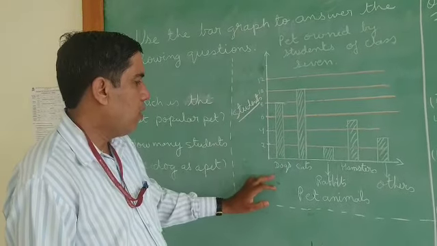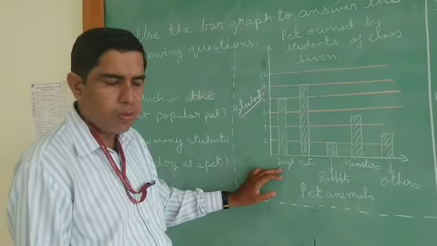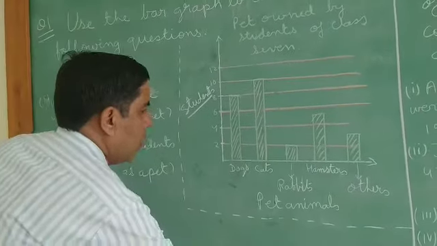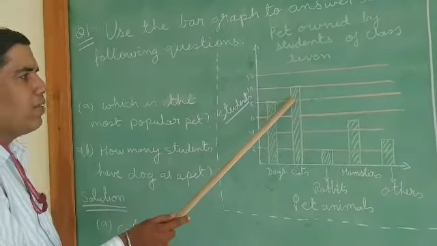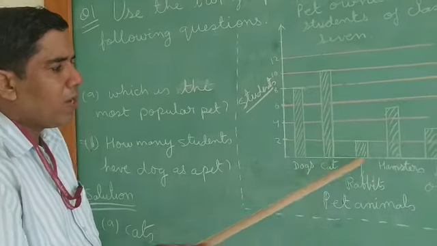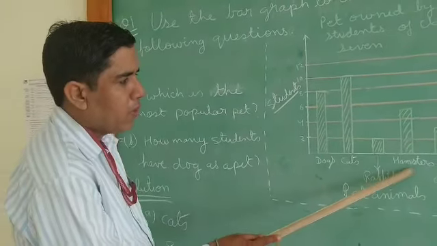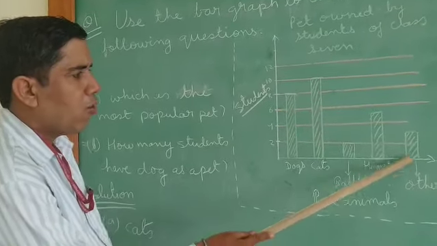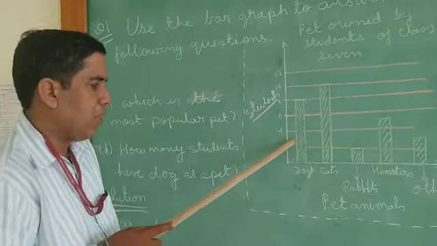It is students. Now here the first bar is of dogs. So dogs, how many are there? 8. Cats, how many are there? It is 10. Rabbits, how many are there? It is 2. Hamsters, how many are there? You can see 5. And others, how many are there? You can see it is 3.